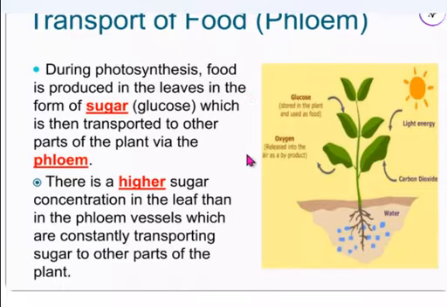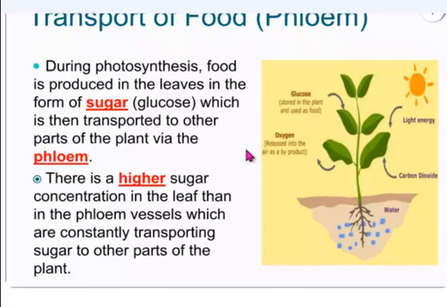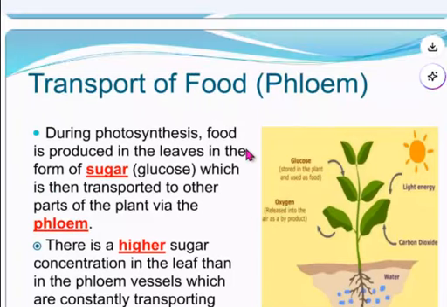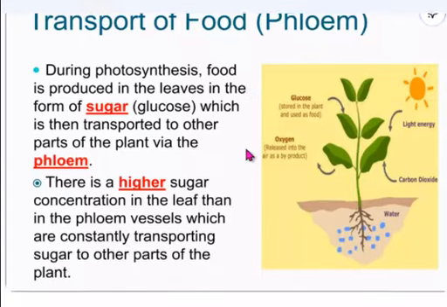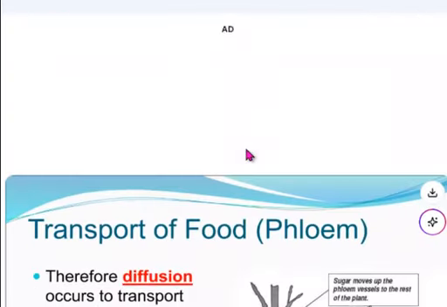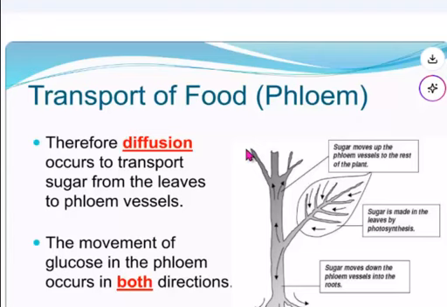And the way by which this can be done is what we refer to as transport of food. That is, it takes place in phloem, and that is therefore diffusion occurring to transport sugar from the leaf to what? Phloem vessel. That is the diffusion, as the details of diffusion have been explained in the previous class.